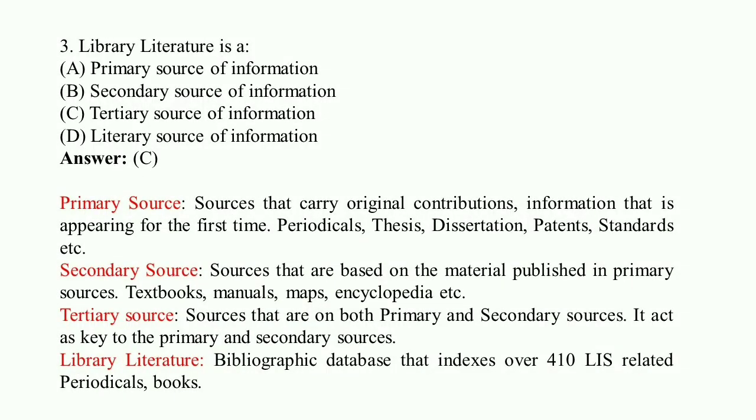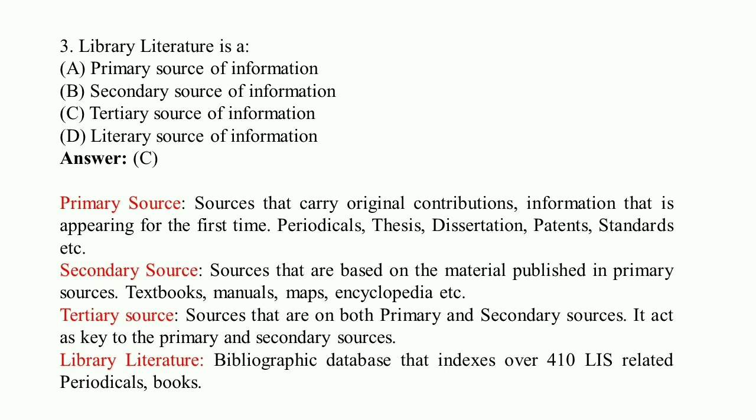The next one: library literature is A, primary source of information, B, secondary source of information, C, tertiary source of information, D, literary source of information. The right one is C, tertiary source of information. Library literature is a tertiary source of information.